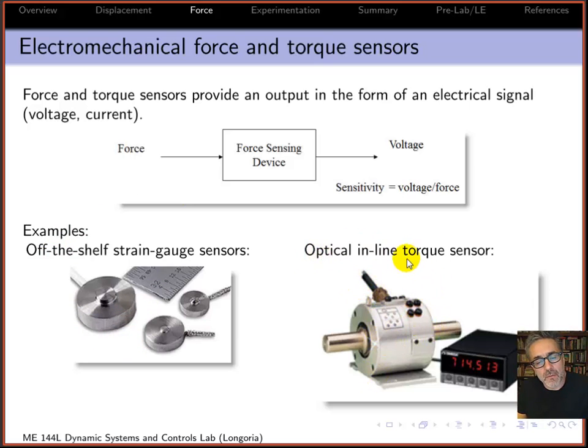Actually, this is an optical inline torque sensor that uses optical methods to detect how much displacement, how much twist there is in the shaft.